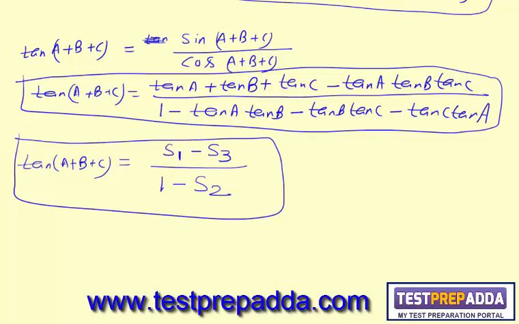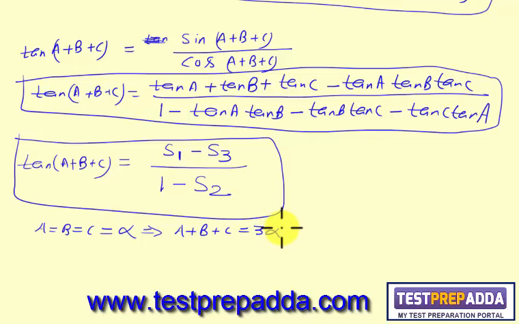Okay, dear students, in the above identities, if I put A equal to B equal to C equal to alpha, then A plus B plus C will become what? A plus B plus C will become 3 alpha.